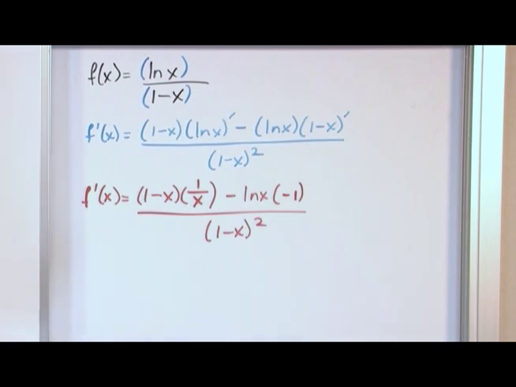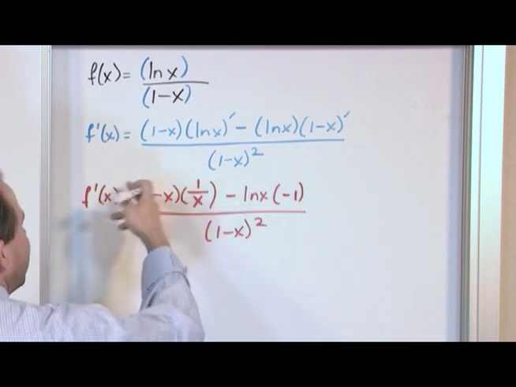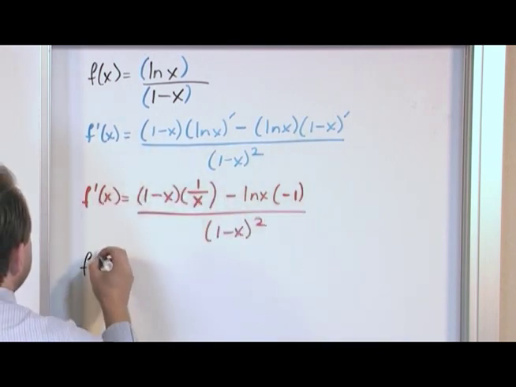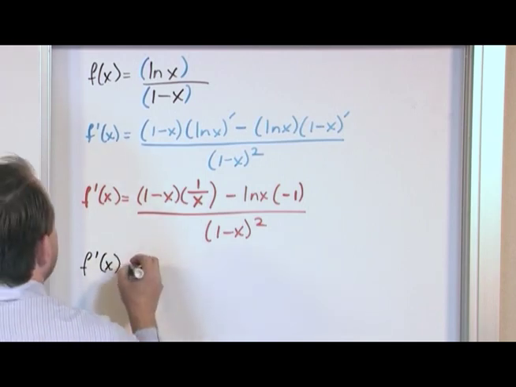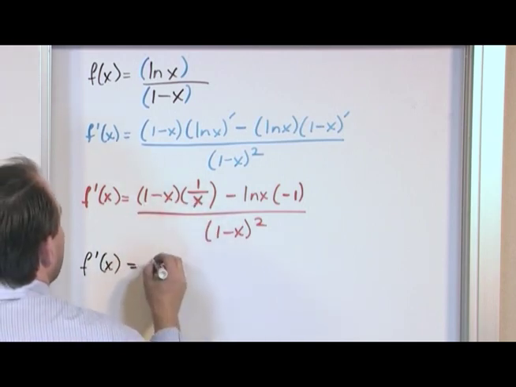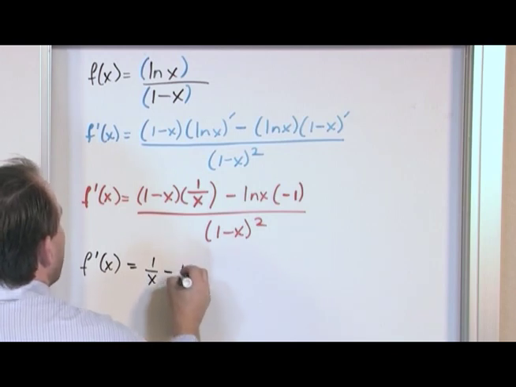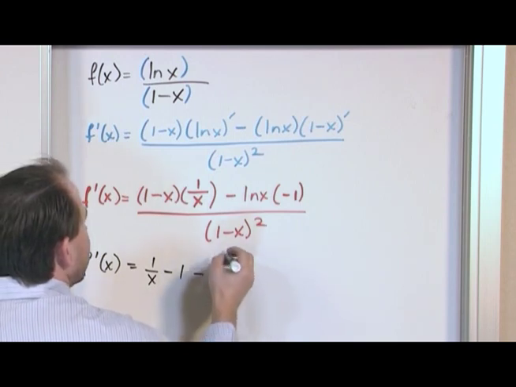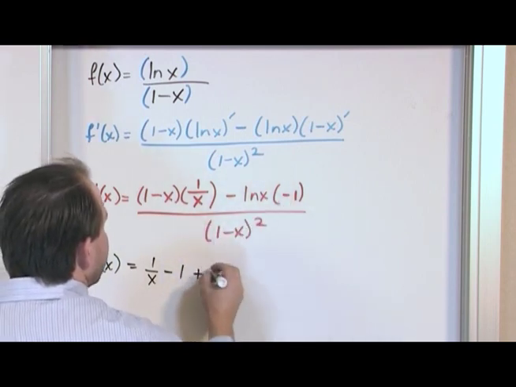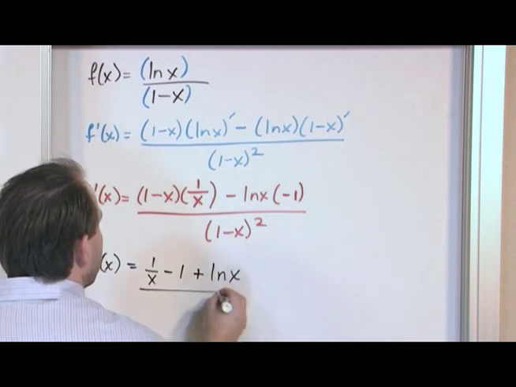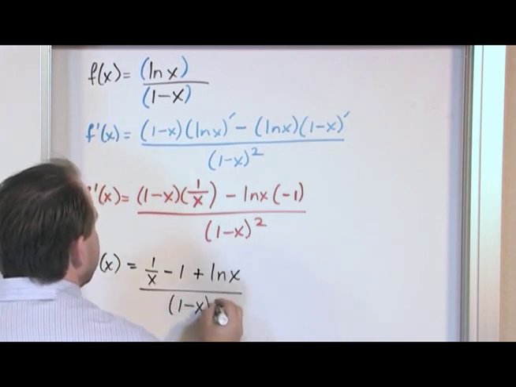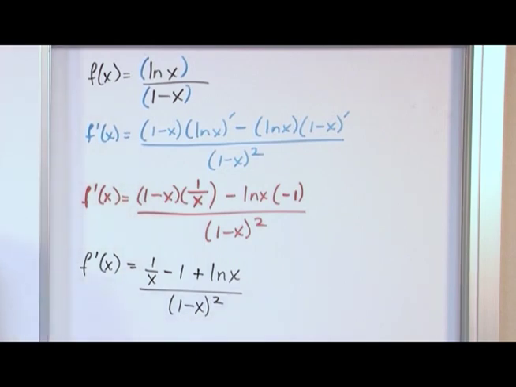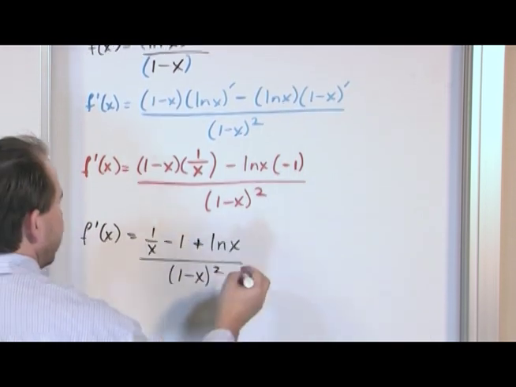Okay, so what we're going to do next is distribute this 1 over x in, because this is really the answer, but let's try to simplify it a little bit better if we can. So the next thing we're going to do is multiply this guy in. So we'll have 1 over x minus 1, because this times this, the x's will cancel. Minus comes from here. Minus, well actually plus, because negative times negative is positive, natural log of x over, and the bottom is 1 minus x squared. Now this really is the answer. You can circle this on your test, but just to make things a little bit more interesting, let's try to simplify this a little bit more.